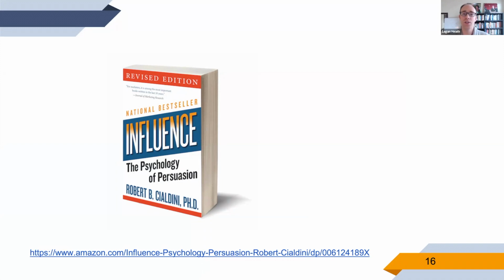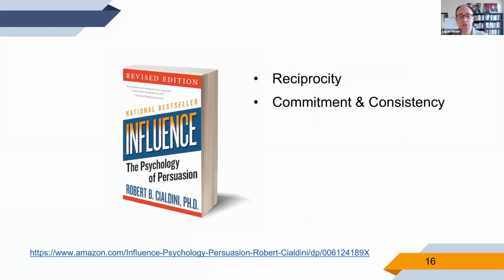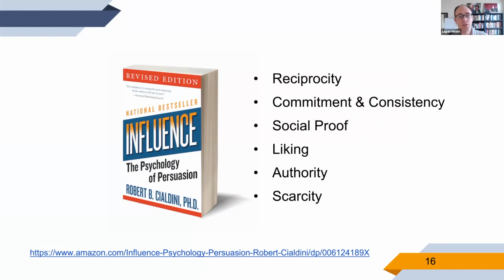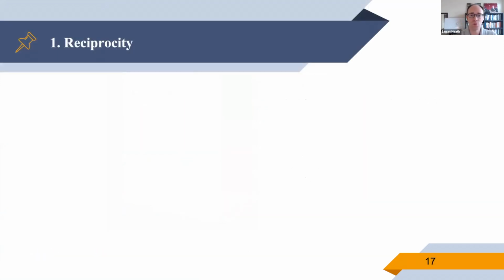The six principles that he distilled down are reciprocity, commitment and consistency, social proof, liking, like we like somebody, authority, and then scarcity. I'll talk a little bit about each of these and try to give examples of how they could apply in marketing. Reciprocity is pretty normal and feeds right into that whole value ladder idea of give before you receive, right?